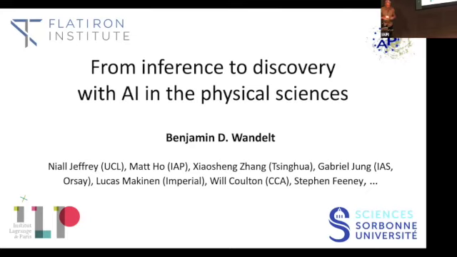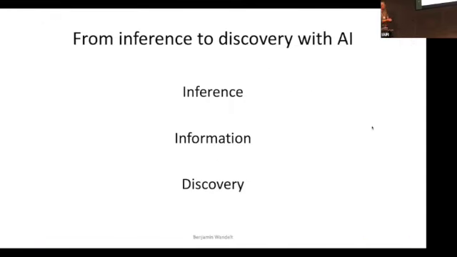After the fairly machine learning heavy talks this morning, I will be talking about some applications of machine learning in the field of cosmology. The topic that I've chosen is from inference to discovery with AI. I will go through 3 steps: inference, information, and discovery. And I will motivate why AI is really at the basis of a revolution in cosmological physics, and as an example of the revolution that it's causing in the physical sciences in general.